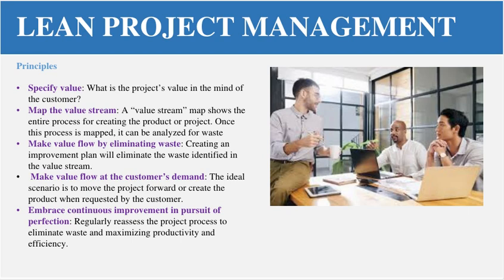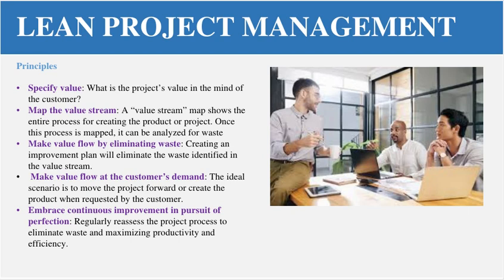For example, you map the value stream: first you do the planning, then the development, then the deployment, and then the post-production support. Then you analyze the process to see where the waste is, where the things are which are not producing any result. Then make value flow by eliminating the waste. Once the waste is identified, eliminate it. And waste means the thing which is not producing any result.